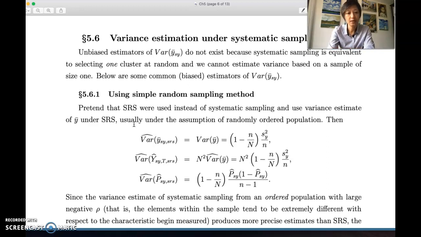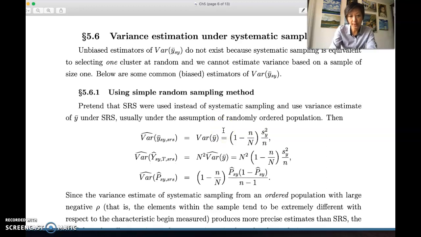So we pretend we use simple random sampling. Even though we select the sample in a systematic way, at the end of the day, we say that the population is quite randomly distributed. So we can still calculate the estimated variance from the sample, based on assuming the population is quite randomly distributed. Using the same formula from chapter 3, we can estimate the variance of the y-bar for systematic sampling. We use the same formula for y-bar, which is the finite population correction factor multiplied by the sample variance divided by n, for the y-bar, for the total, and for the proportion as well.